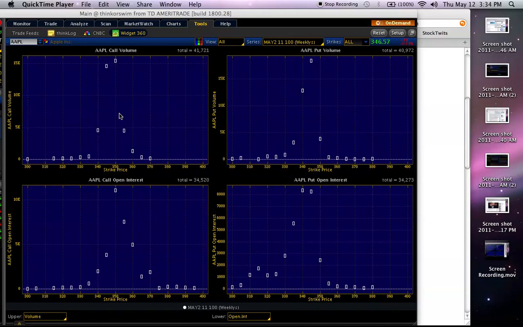Okay, in regards to this article, a lot of people are talking about max pain manipulation and things like that. Here's a quick visual. Here is Apple, on the Thinkorswim platform. Here's your daily call volume, daily put volume, your open interest on the put side, and open interest on the calls.